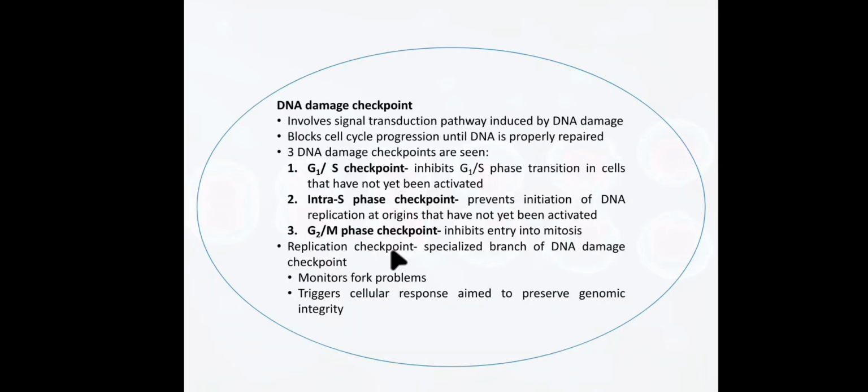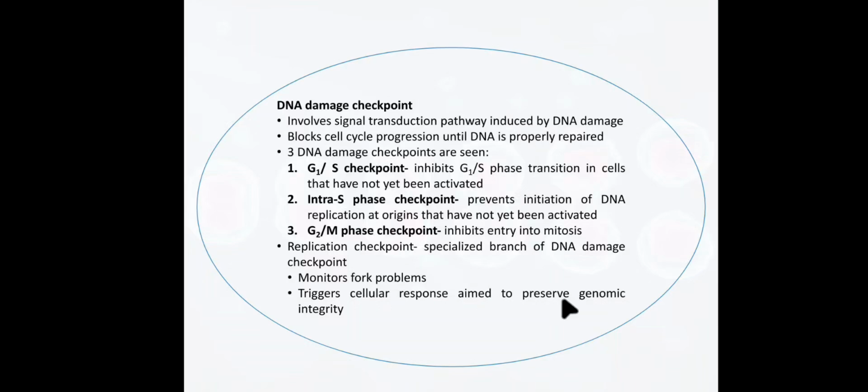So there is another checkpoint, which is a replication checkpoint. It is a specialized branch of the DNA damage checkpoint. It monitors the fork problems and triggers a cellular response aimed at the preservation of genomic integrity.